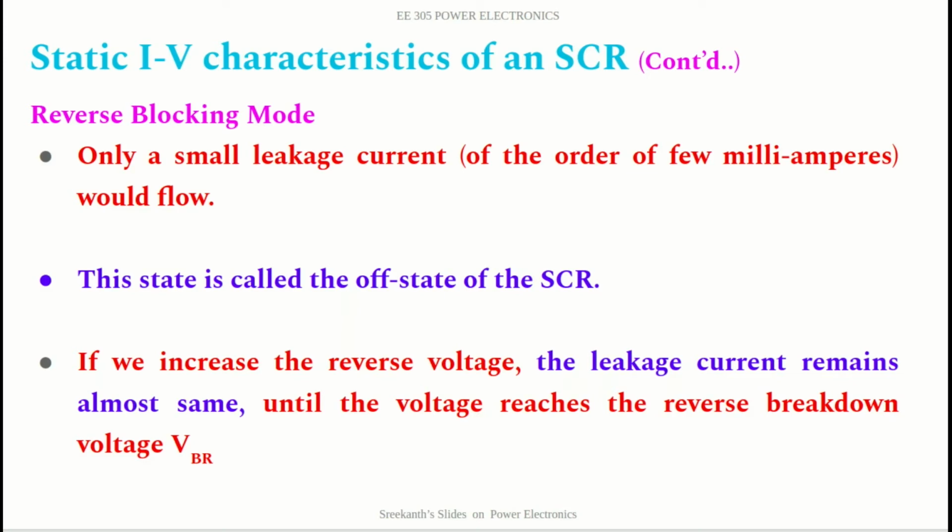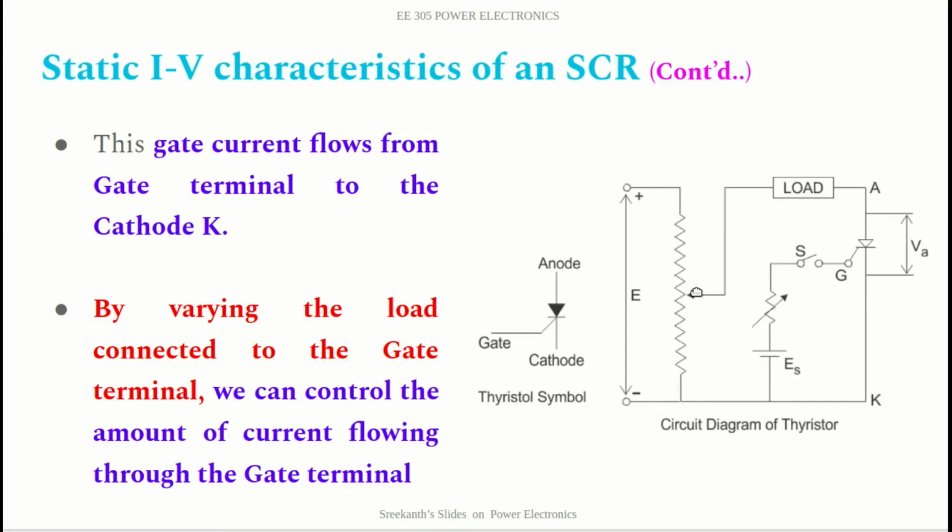You know that it's a unidirectional device and current doesn't flow from cathode to anode. That is, if you make cathode positive with respect to anode, no major current will flow, and this state is therefore called the off state of the SCR. But if you look at the diagram, it's a potential divider. You can actually adjust the voltage. So what if I increase the potential?